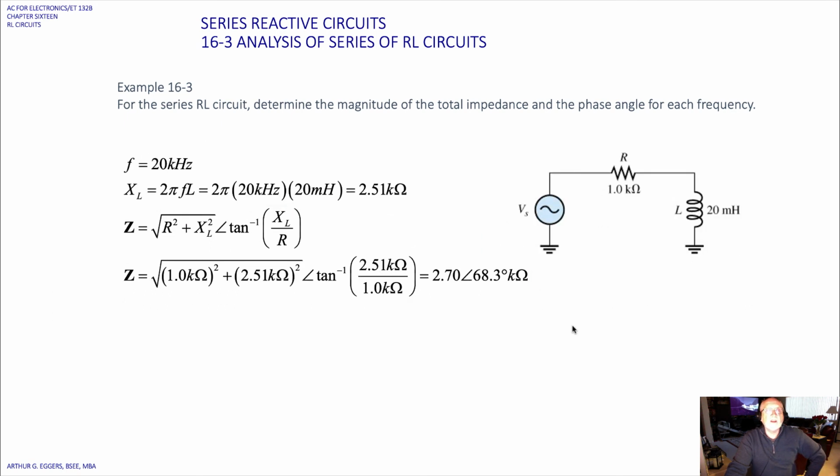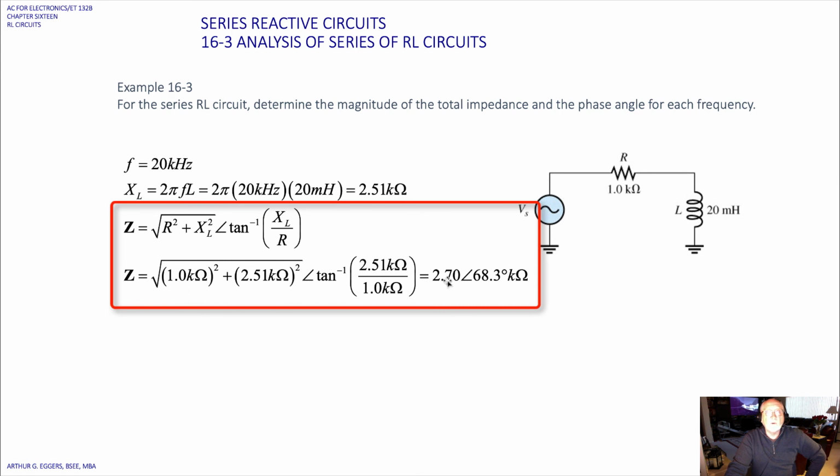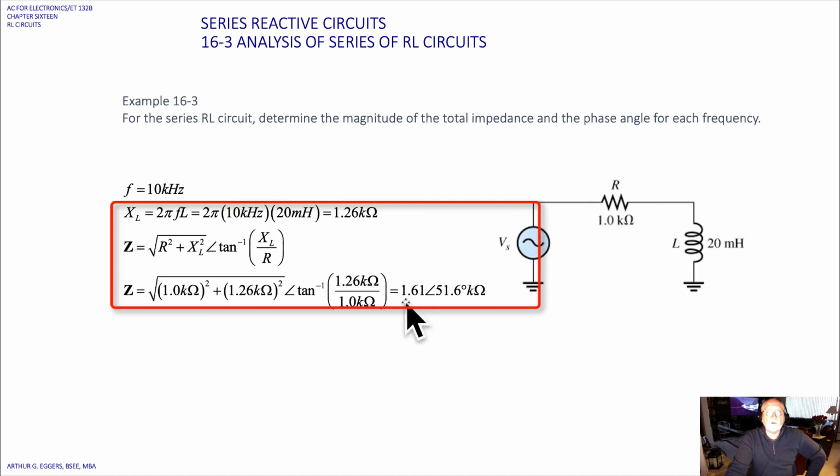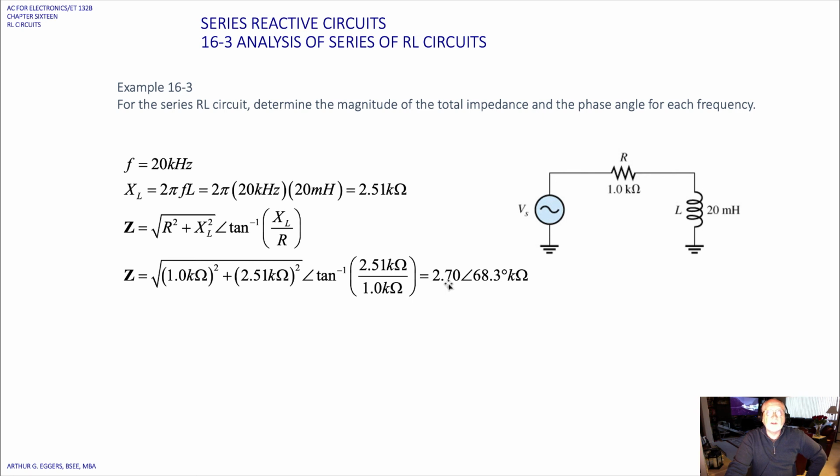So let's increase it now to 20 kilohertz. Do the same route here. Calculate X sub L. Now we get 2.51 k ohms. Put it in the conversion formula. When we do that, we get 2.17 k ohms at an angle of 68.3 degrees. So we went from 1.61 k ohms at 51.6 degrees to 2.17 k ohms at 68.3 degrees.